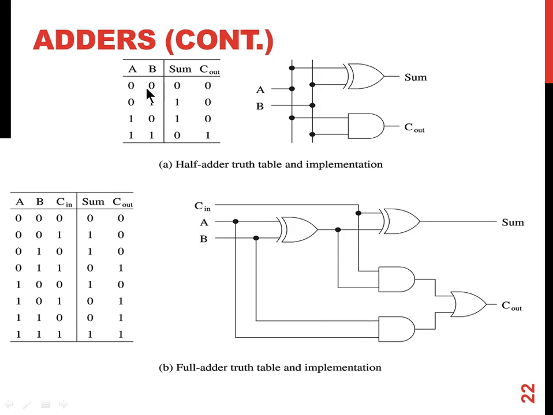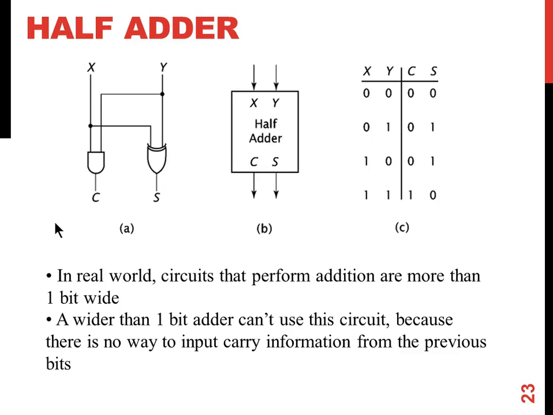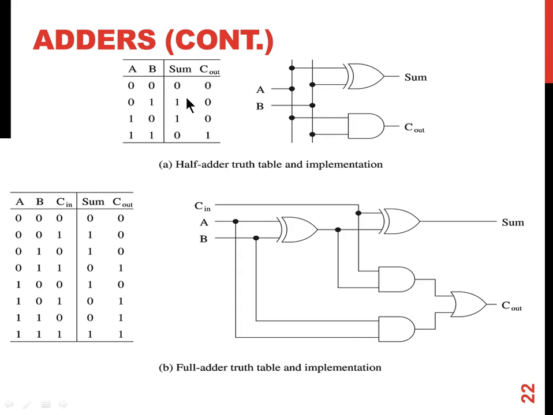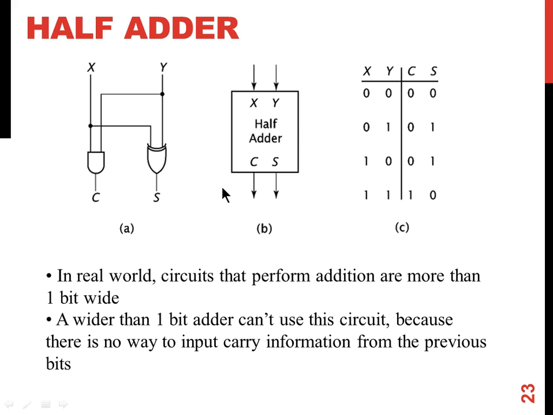So half adder, there are only two inputs without carry in. Full adder, there are three inputs with carry in. Both cases there are two outputs, sum and carry out. This can be represented in block format or this format, doesn't matter. So this can be represented as different circuits in different formats.